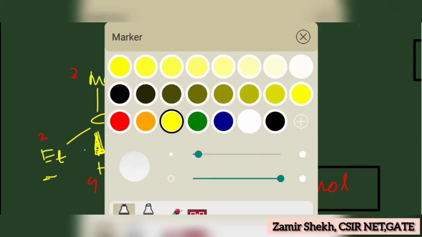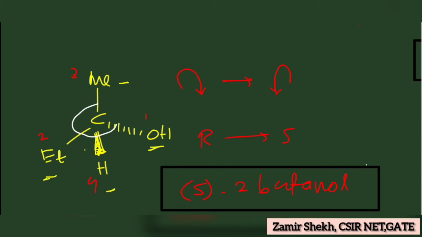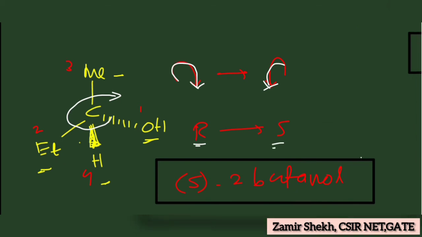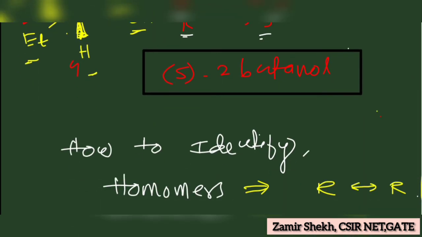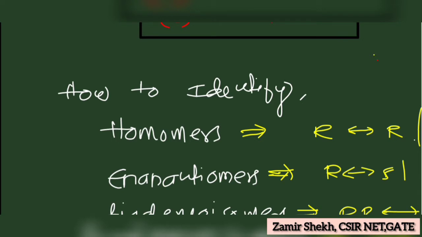Now see the rotation. How does it proceed? Again the same, a clockwise direction. But you know that the fourth priority should be away from the observer, according to the rule. Here it is above the plane, so by default we change the configuration. Previously it was clockwise, so now it is anti-clockwise, and R is converted to S. So this structure is called S-2-butanol. This is a very simple and interesting example, and in many competitive exams they ask about R and S nomenclature. Find out.